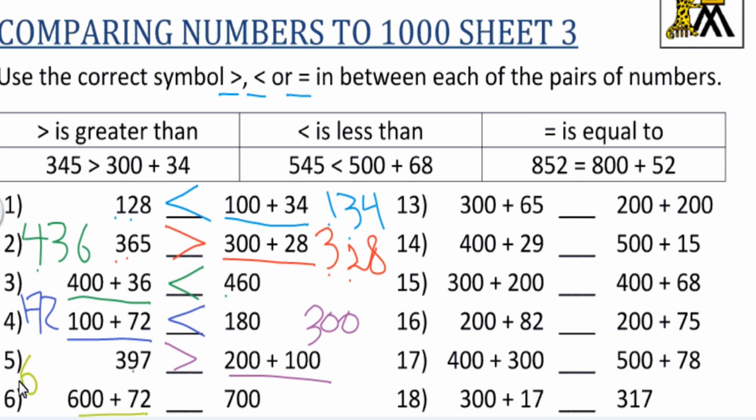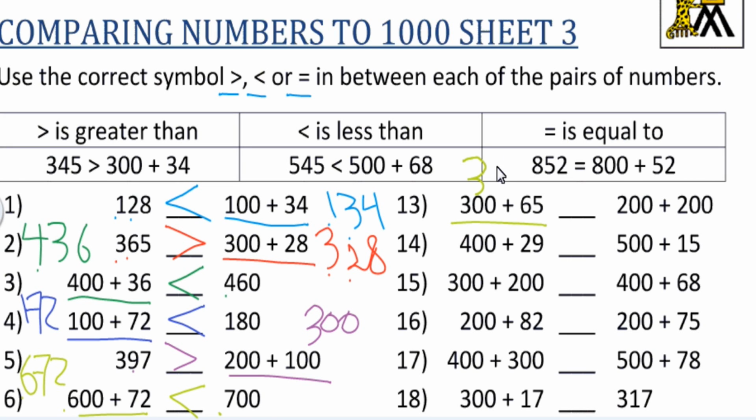672 means 672. And when I compare, I will find 700 more. Why? Because the hundreds here is 6 and the hundreds here is 7. So 7 is more. And the same way I will do here.